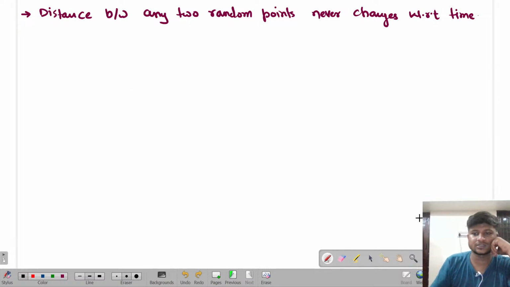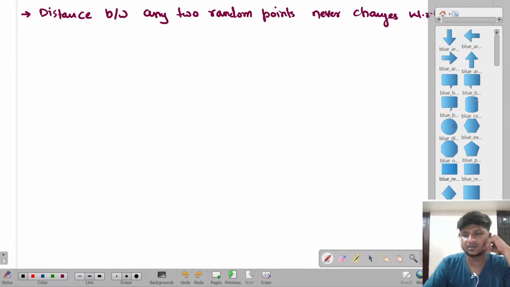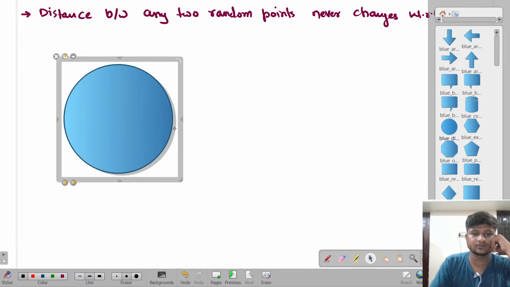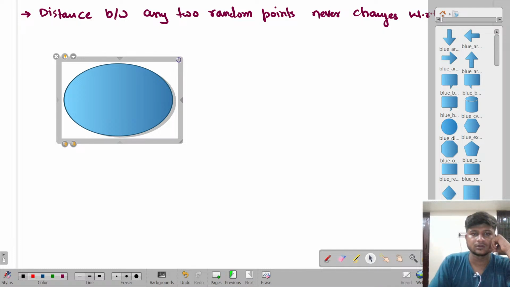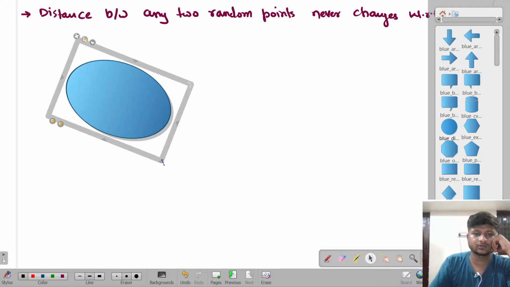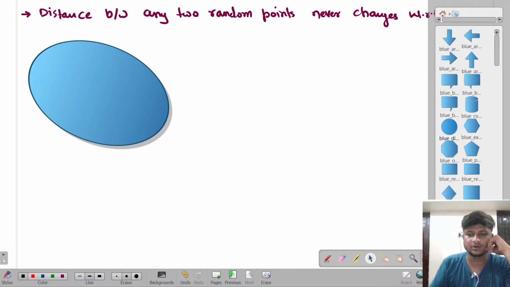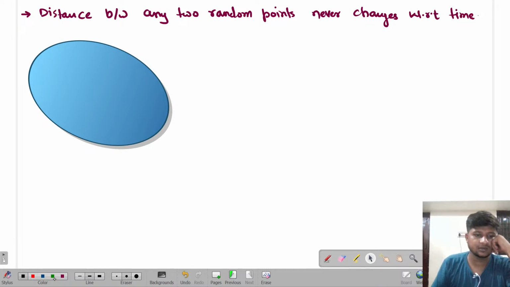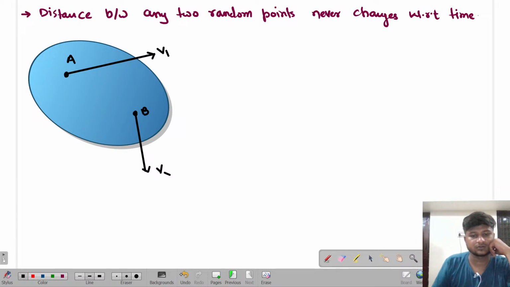So let me consider a pure symmetrical object such that I can write the things properly. Let's suppose this is some kind of a disk. Are you able to get me or not? And let's suppose there are two points on it, point A and point B. Are you able to get me? Point A has velocity like this way, v1, and point B has velocity like this way, v2.